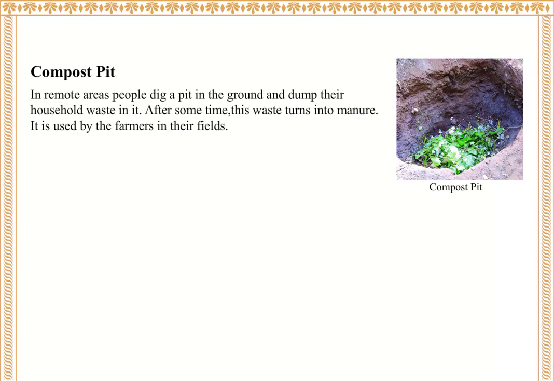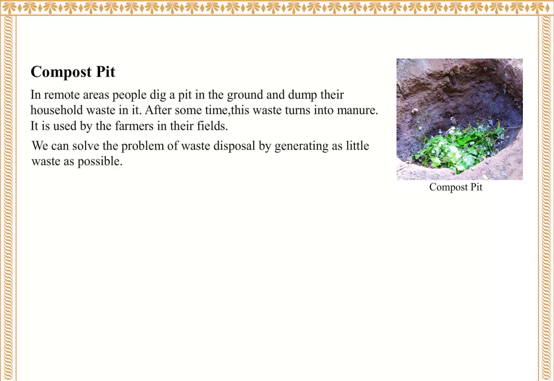Compost pit. In remote areas, people dig a pit in the ground and dump their household waste in it. After some time, this waste turns into manure. It is used by the farmers in their fields. We can solve the problem of waste disposal by generating as little waste as possible.